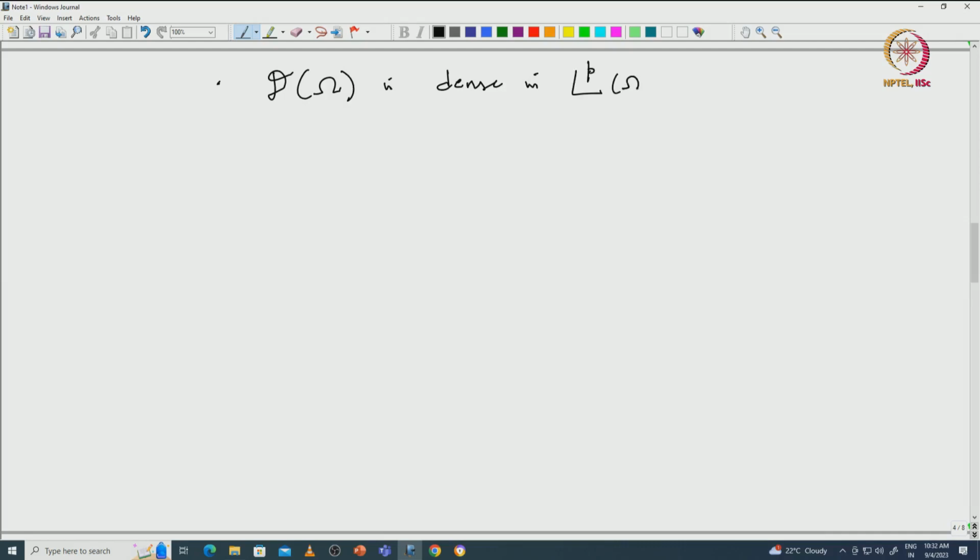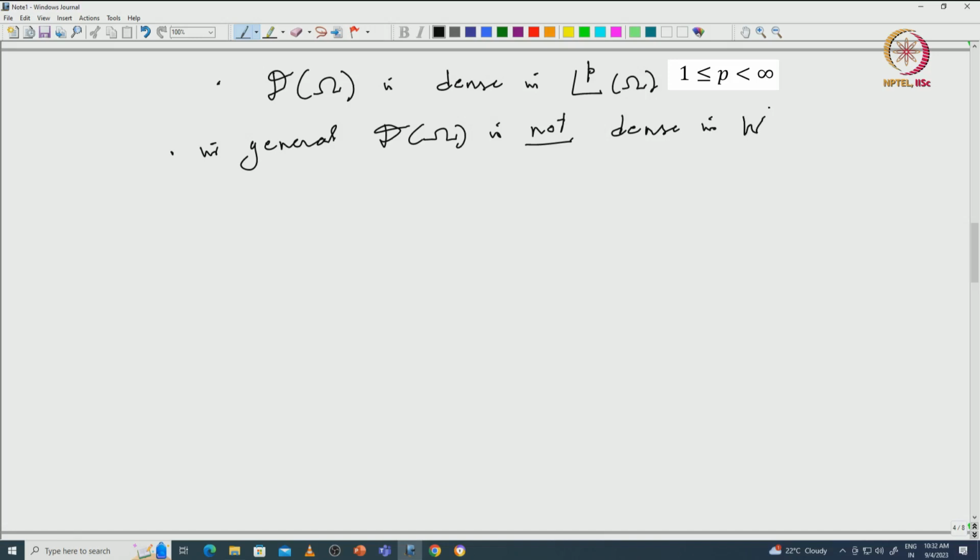But one important result about density does not follow that easily. D(Omega) is dense in L^p(Omega), but in general D(Omega) is not dense in W^{m,p}. One case you know is when the space is the full space: D(R^n) is dense in W^{m,p}(R^n). All these results should be known to you because they are used repeatedly.